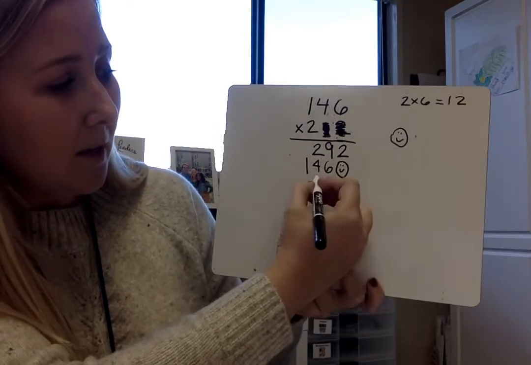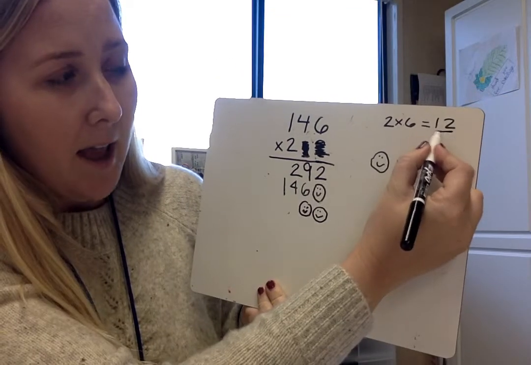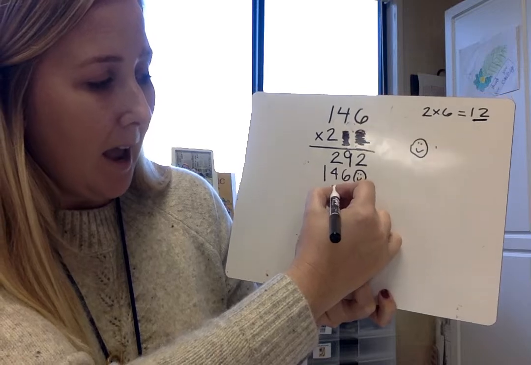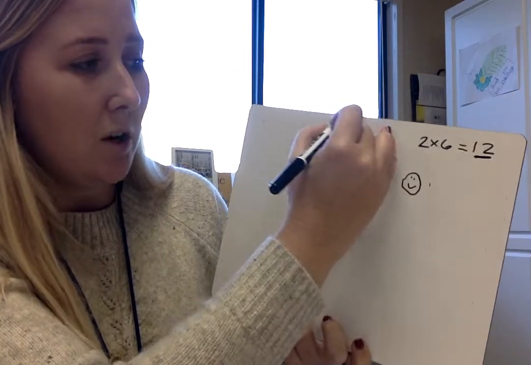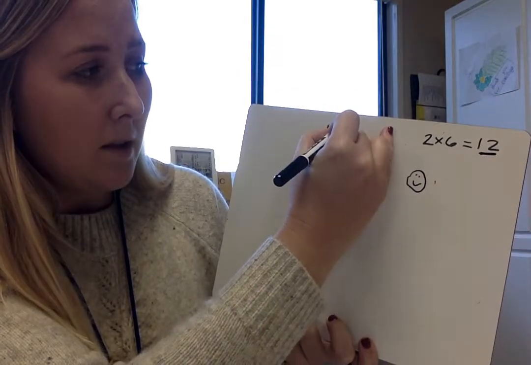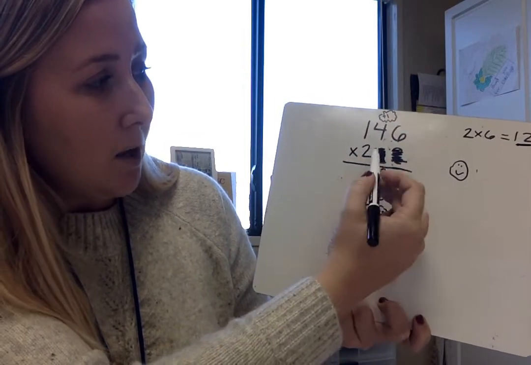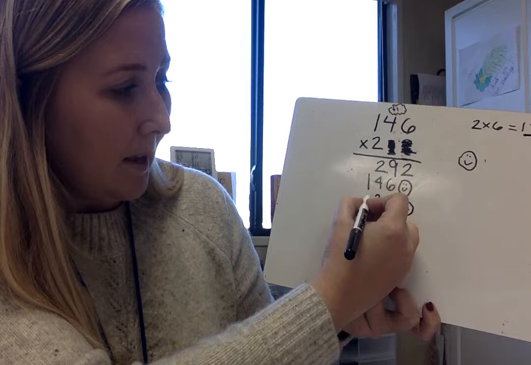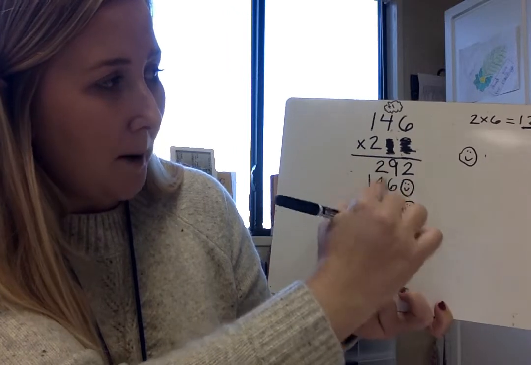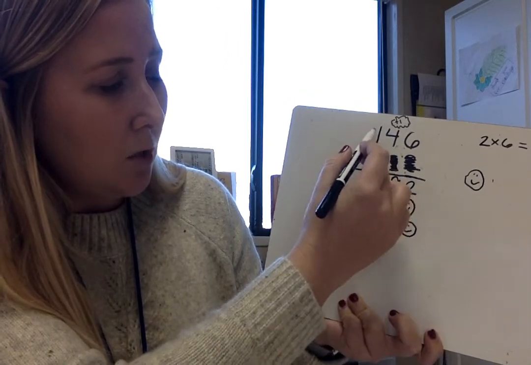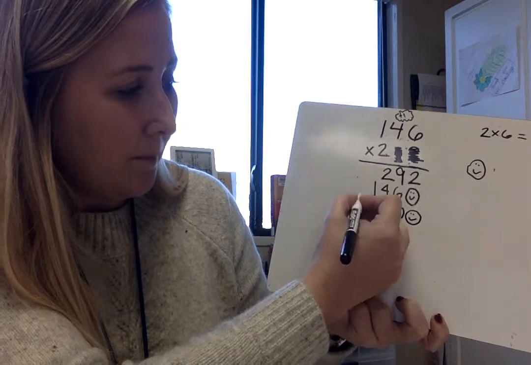2 times 6, 12. I already have that fact right here. I carry it down and make sure that in the next place value, I add that 10. I need to regroup and carry. 2 times 4 is 8 plus 1 is 9, making sure all my numbers are aligned. And 2 times 1 is 2.